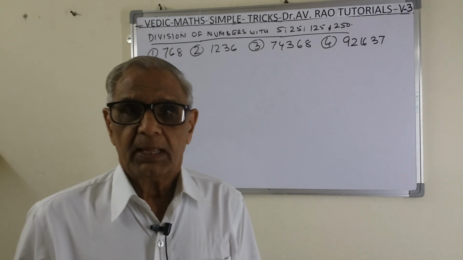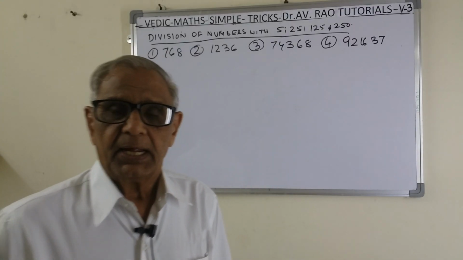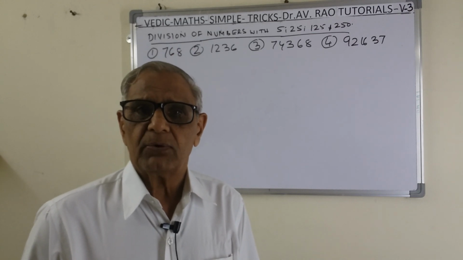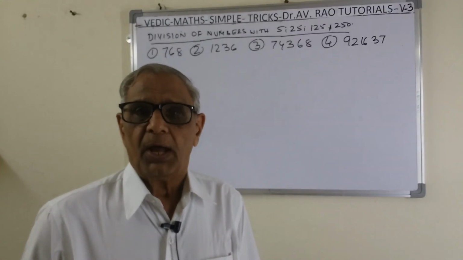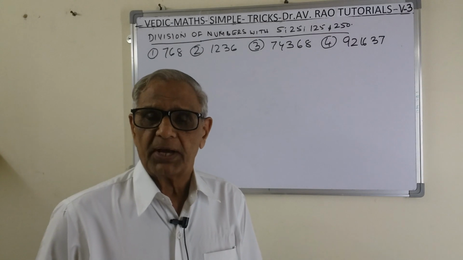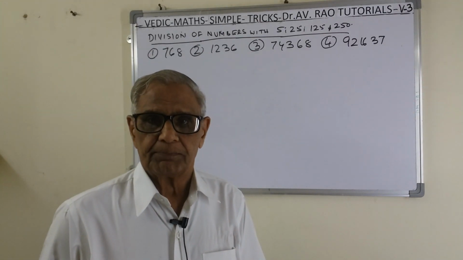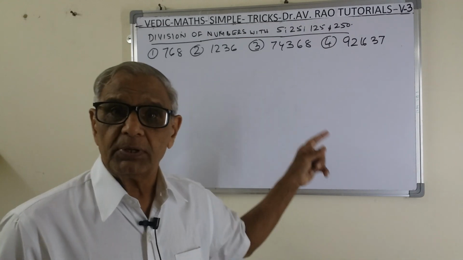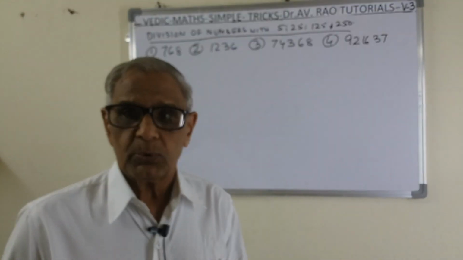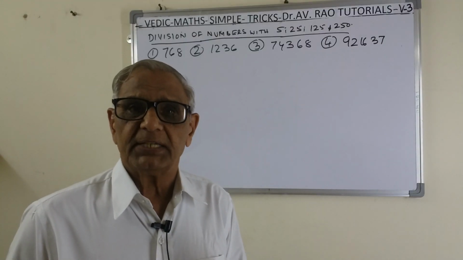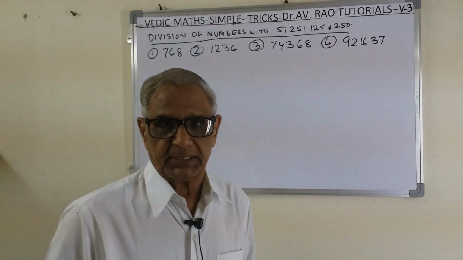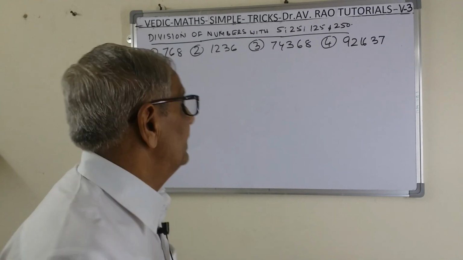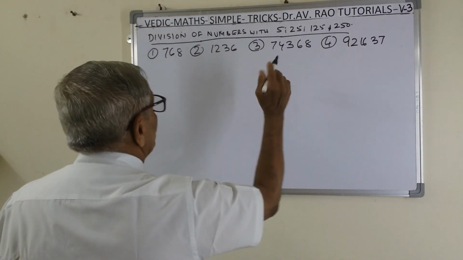Friends, let us discuss division of numbers with 5, 25, 125 and 250. We are discussing simple tricks only. See, already I have written the numbers on the board. These numbers were given by you at the time of studying simple tricks for multiplications. So, we have taken the same numbers. Let us take these numbers only for division.